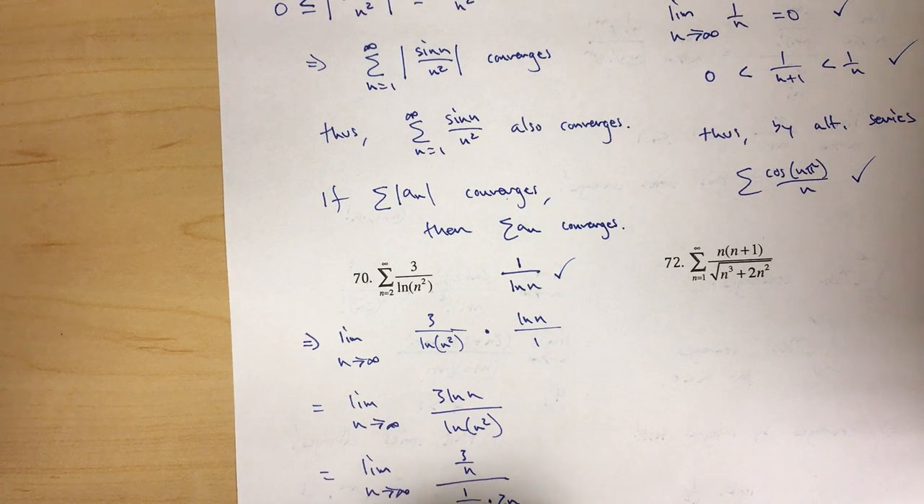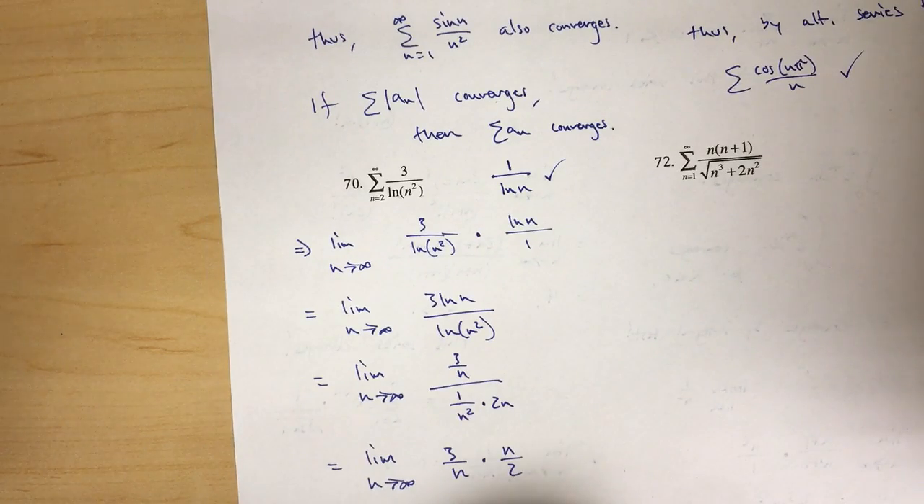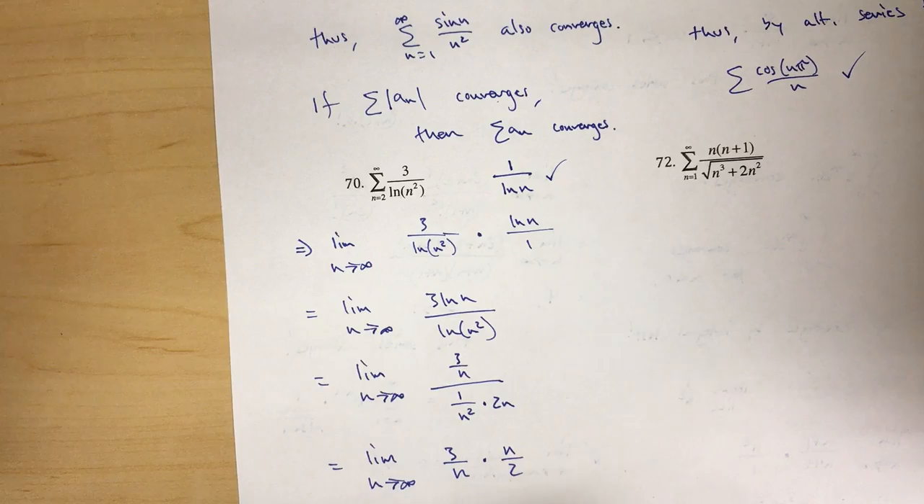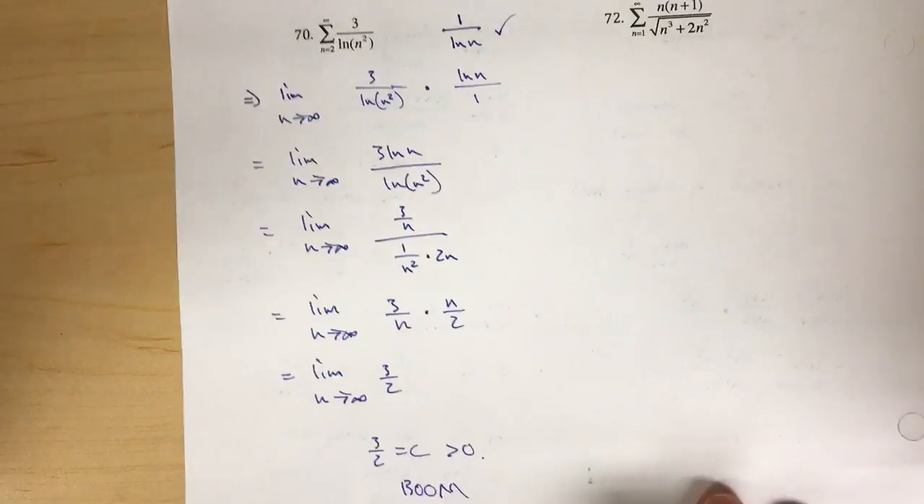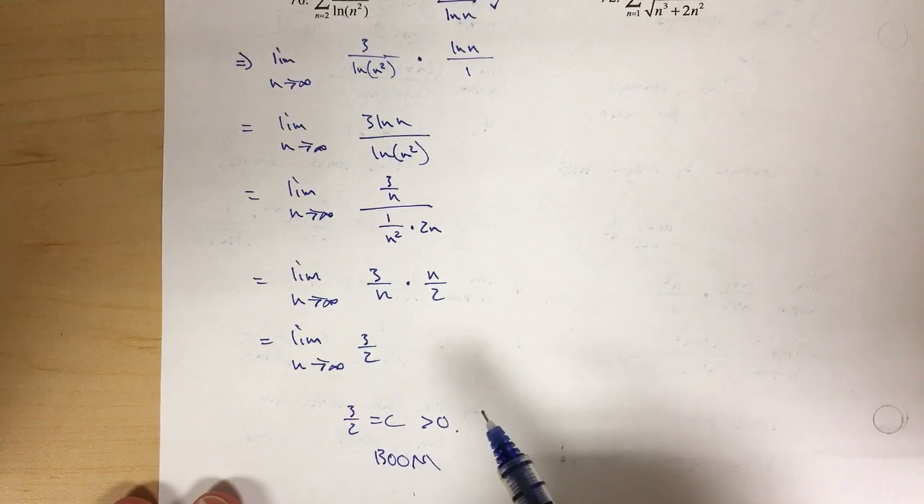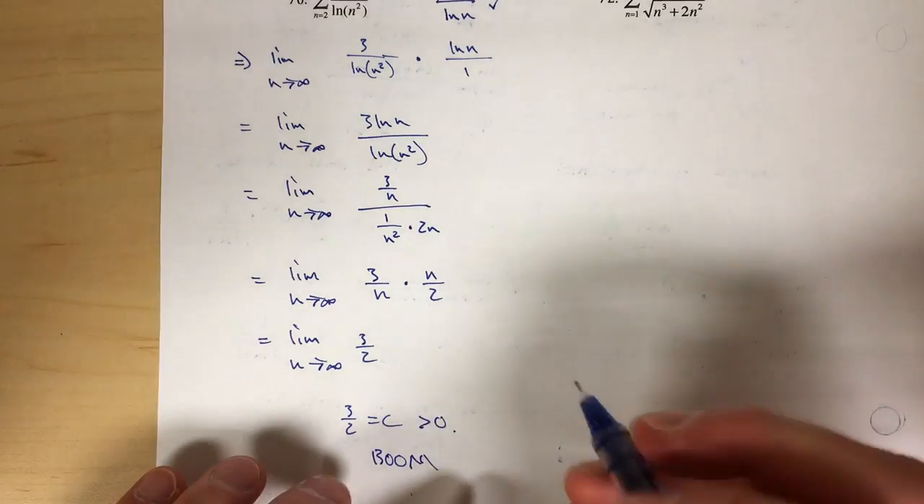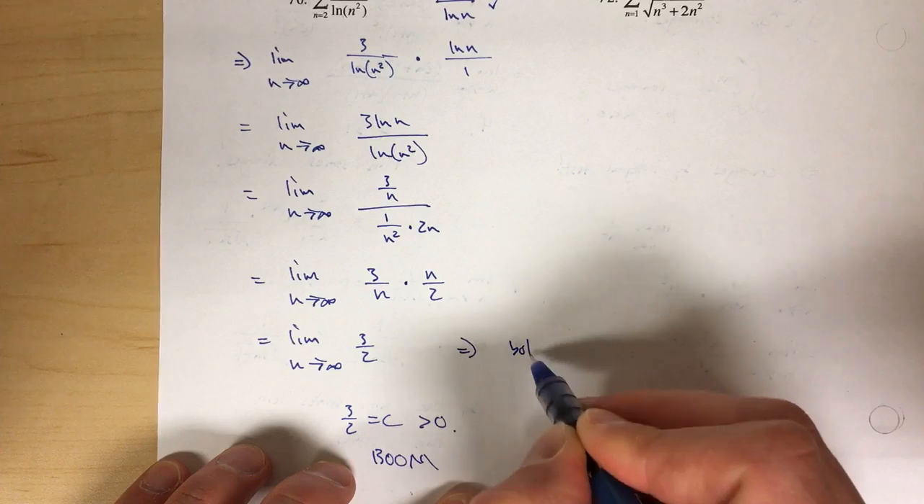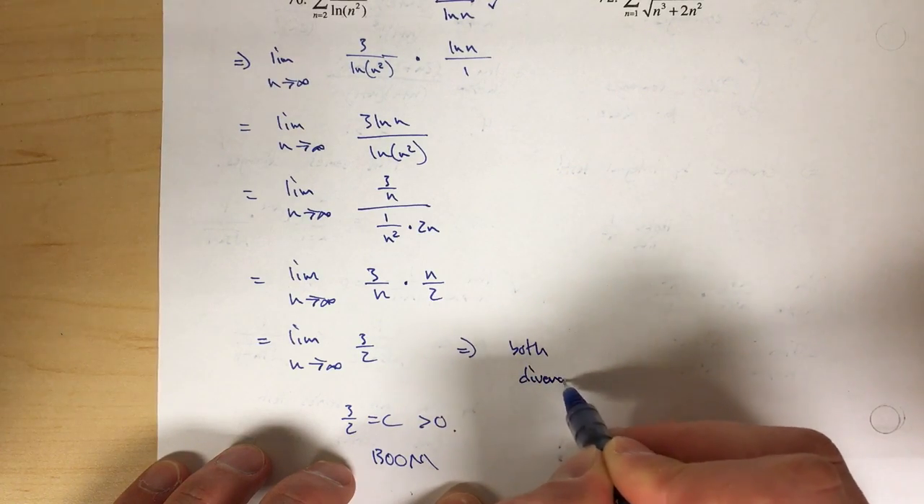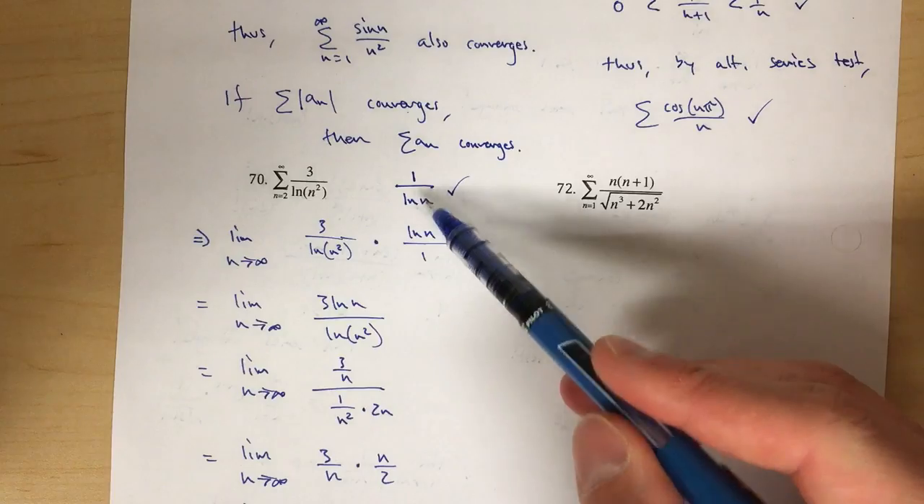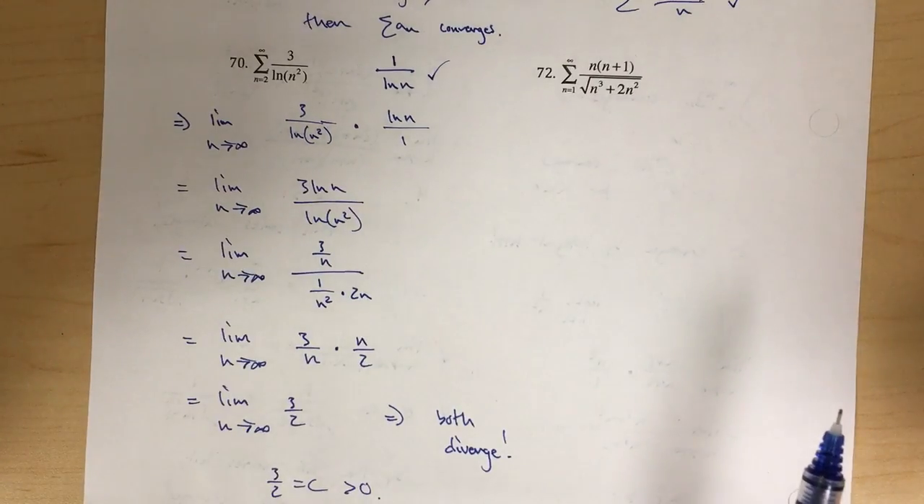And this is the limit as n approaches infinity of 3 over n times, this is 2 over n, so times n over 2. Oh boy, this is interesting. So this is the limit as n approaches infinity of 3 halves. Oh my goodness, 3 halves equals c greater than 0. Boom. So that's interesting because the limit comparison just gave us a nice positive constant, which means both diverge. Got lucky there, right? Because we already knew that 1 over ln n diverged, so they both diverge.